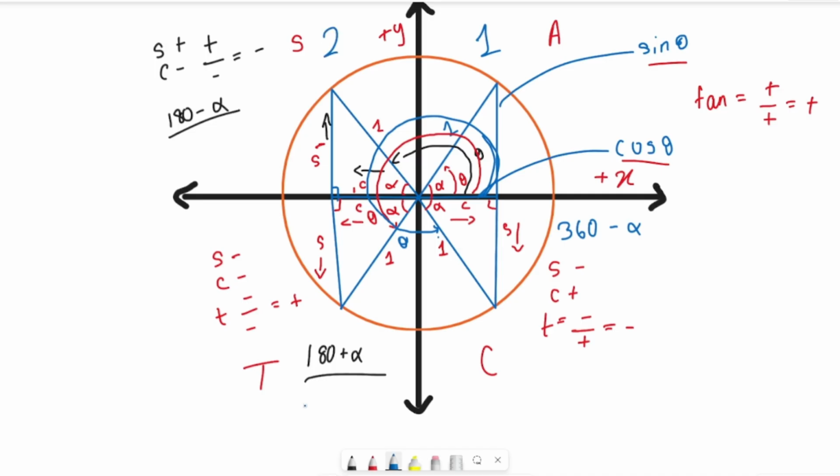Only tan is positive in the third quadrant, and only cosine is positive in the fourth quadrant. This is where all of this comes from. And again, if you want to write this for radians, it's all the same thing.